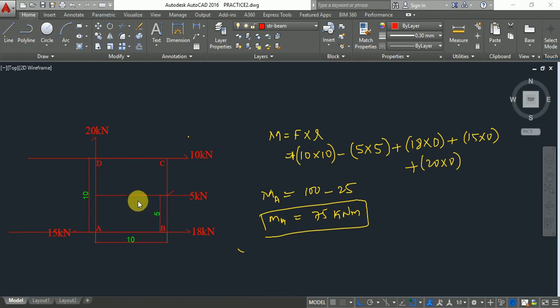Now let us calculate the moment about another chosen point. Let us take a point at a distance of 5 meters from all the points. Let me give it the name D. It is 5 meters from this point, 5 meters from this point, 5 meters from this point, and 5 meters from this point. So I will erase.